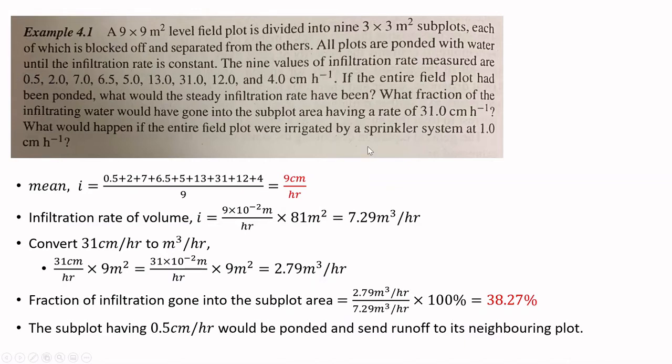So obviously, if you give 1 centimeter per hour to the first plot, this first plot will be overflowed with water because the amount of water that can enter into the soil is only 0.5. Right? So we have an extra 0.5 that is ponded on the top. So the subplot having 0.5 centimeter per hour would be ponded and run off to its neighboring plot. That's what happens.